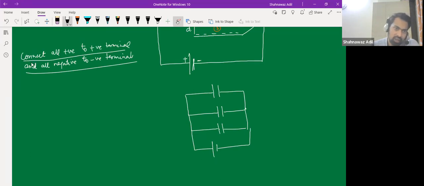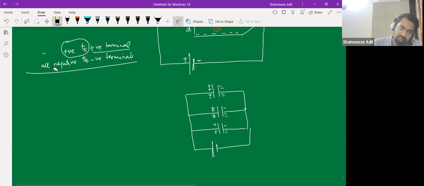When you connect all positive plates to the positive terminal... Series? No, sir. Okay, parallel. So you see that this is very important. That is why I keep repeating these ones. So let's say this is negative, this is positive, this is negative, this is positive, and this is negative. When you connect all the positive ones to the positive terminal and negative ones to the negative terminal, then it becomes the parallel combination. So always remember this, right?